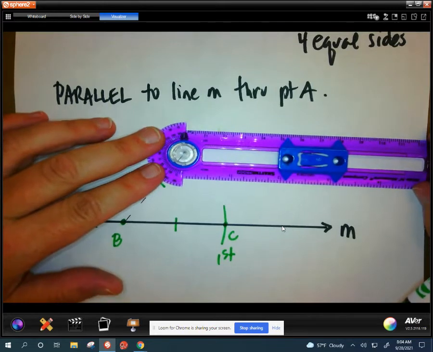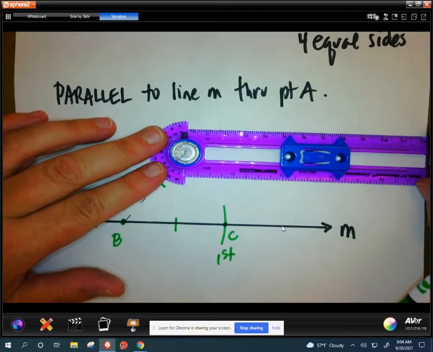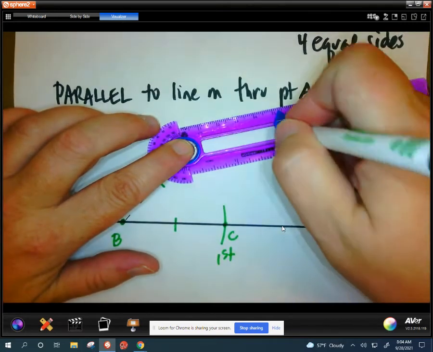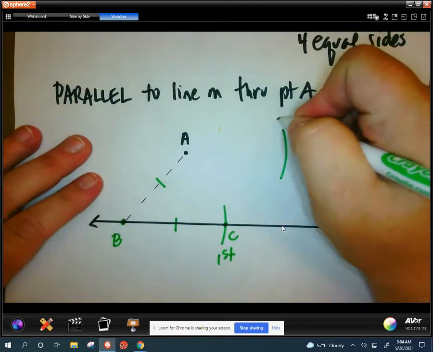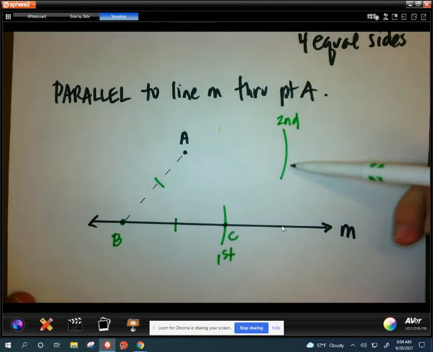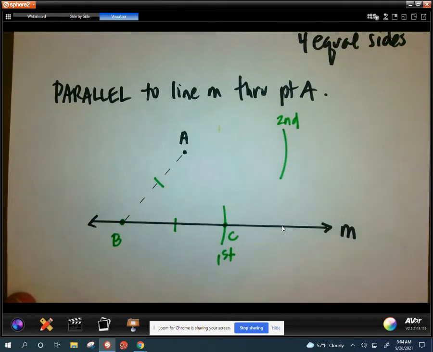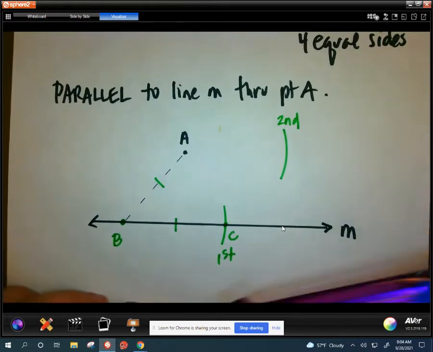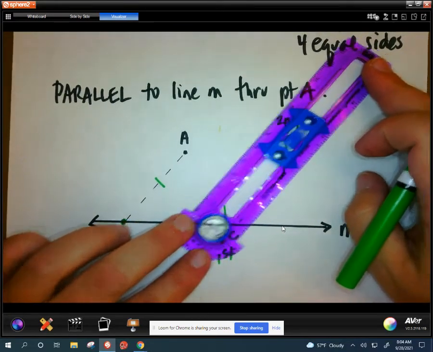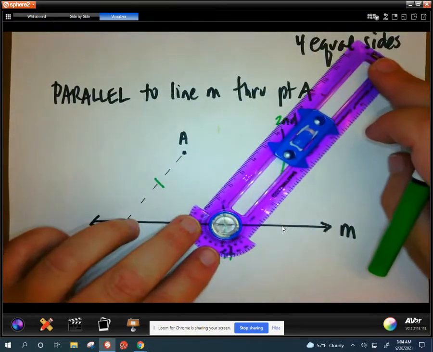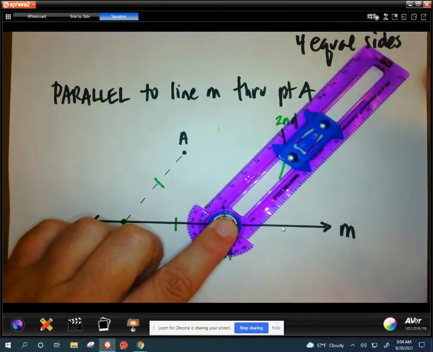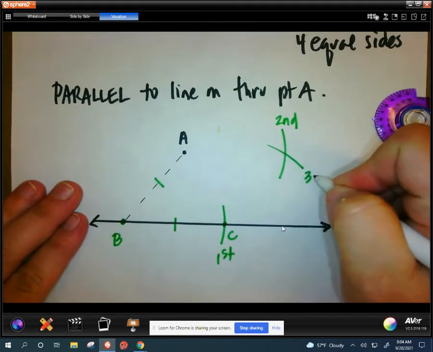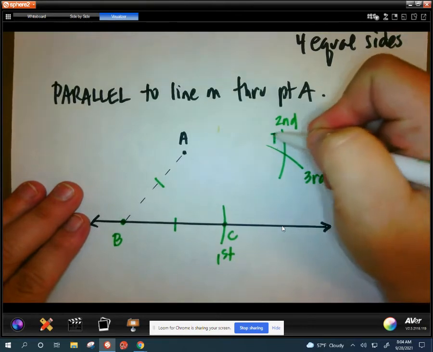I'm going to do the same thing from A out into space, kind of going to the right. I've got to find that distance. So this was my second arc, but I'm not sure where my point needs to be along this arc, but I know it has to be the same length as AB. So I'm going to go to C, and just like we marked that one off, I'm going to mark this one off. So here is my third arc. I'm going to call this point D.